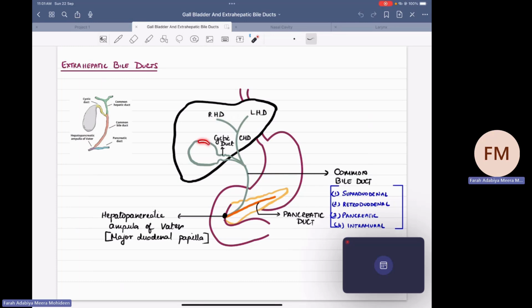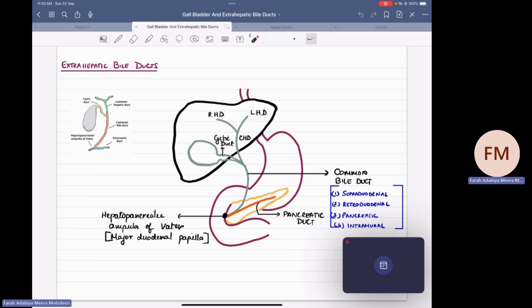Your gallbladder connects to the common hepatic duct through the cystic duct. This is the direction in which bile would be released into your common bile duct. So your common bile duct is formed by the common hepatic duct and your cystic duct. The cystic duct directly comes from your gallbladder. Now the common bile duct is pretty long, so you can divide it into four parts. Certain professors like questioning the parts of the common bile duct.